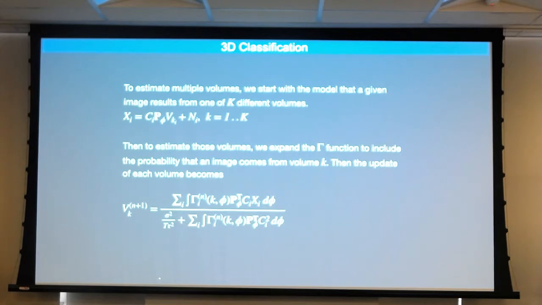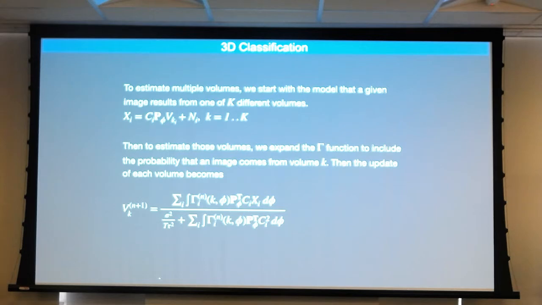Okay, so we now know all we need to do the reconstruction of a volume. Now let's reconstruct a whole set of volumes. Our model is to say that for a given image, you pick a particular volume, we'll say this is volume k sub i, that's the volume that corresponds to image x sub i. We project it and we modify it by the contrast transfer function. We give it its own unique noise field.